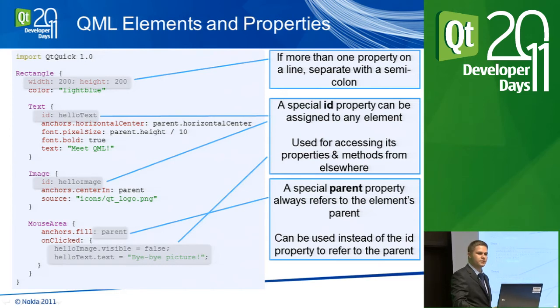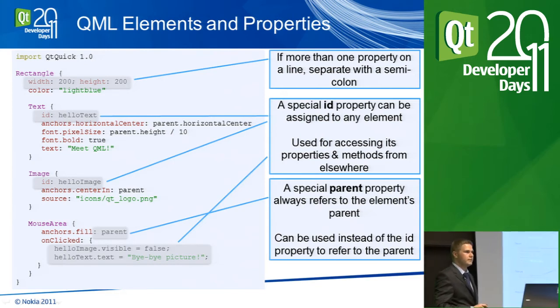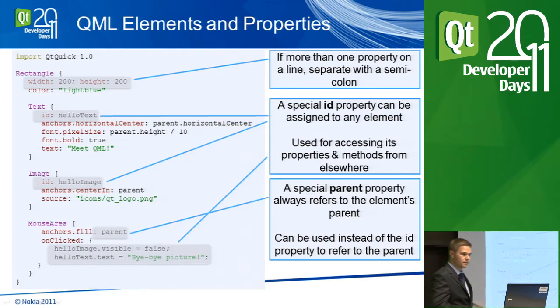Another special property is parent, that refers to the immediate parent of that element in the hierarchy of the UI. So in this case, for example, the parent of this mouse area is the root element, the rectangle.